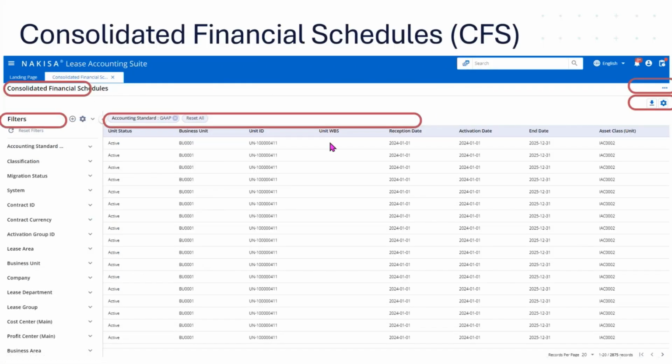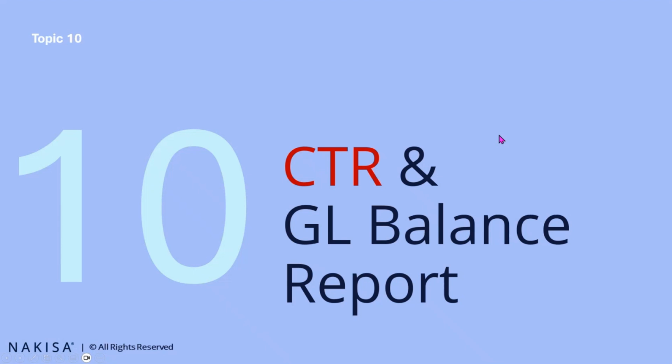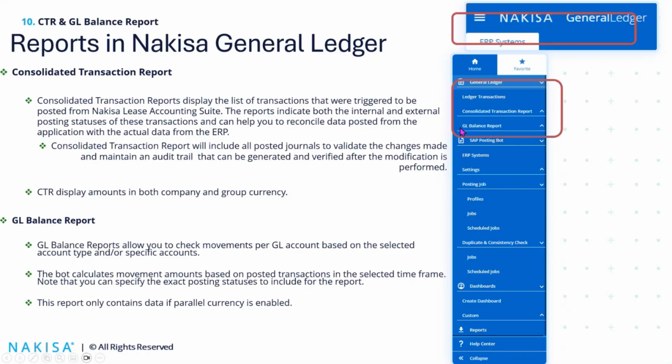Back to my UI. The CTR and the GL balance report. Next, last but not least, these reports are not on our main UI in the lease accounting module. They are actually in the Nakisa general ledger module, which can be accessed from there. Eventually, we'll bring it back to the main page, which is Nakisa Lease Accounting. The consolidated transaction report is basically displaying the list of transactions that have been triggered and posted in the Nakisa Lease Accounting Suite.